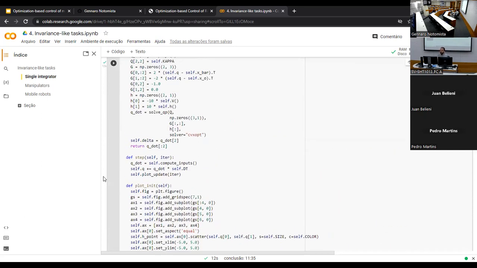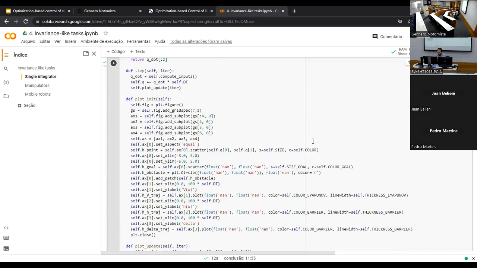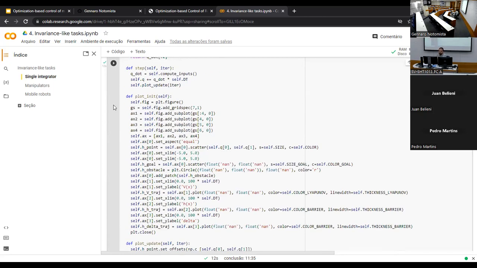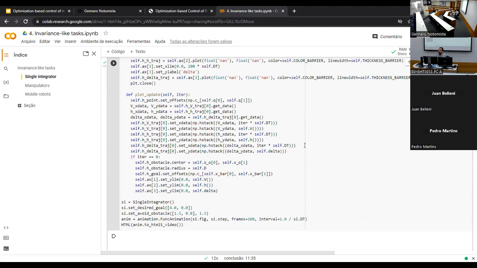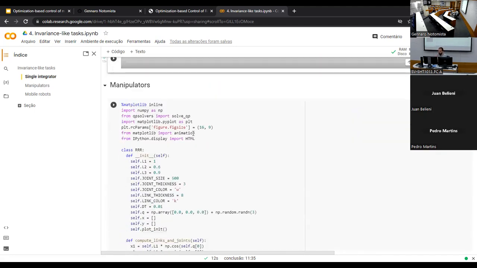Do you have any questions? Oh, this is good. Okay. If not, let me just show you two more examples, the same thing applied to manipulators and mobile robots. So it's building up on the stability-like tasks of the previous lab.